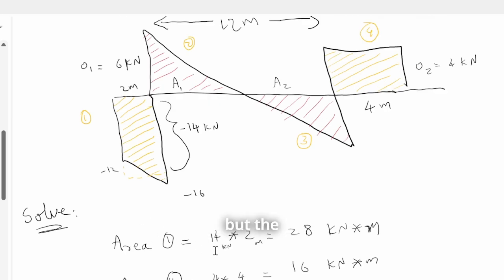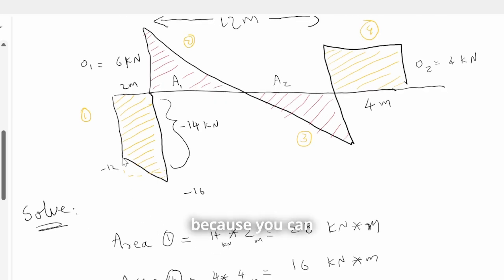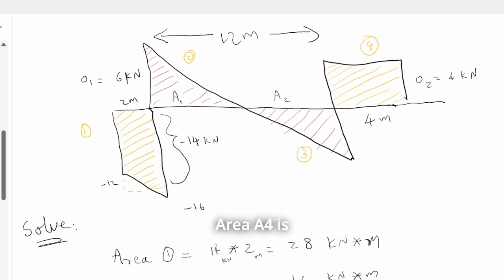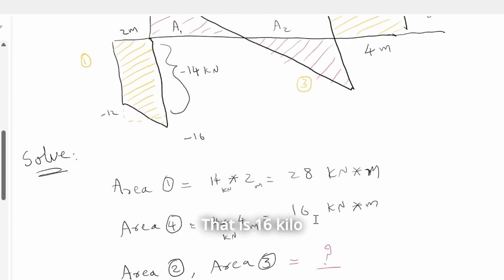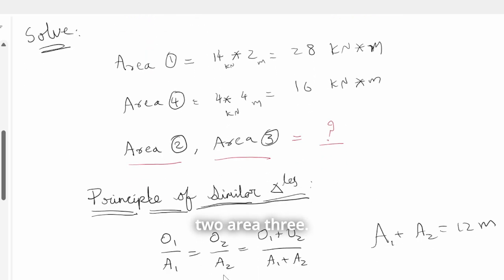Area 1 is nothing but the multiplication of 14 times 2, because you can simply convert this trapezoid into a rectangle by averaging this y1 and y2 to 14. Area A4 is multiplication between 4 and 4, that is 16 kilonewton meter. Area 2, area 3 we don't know.